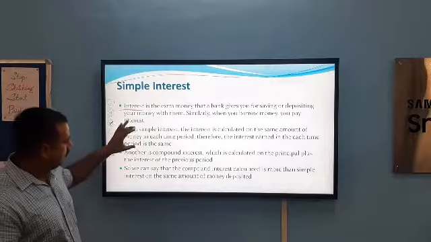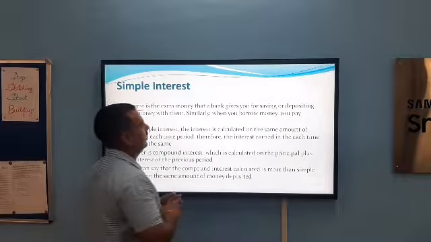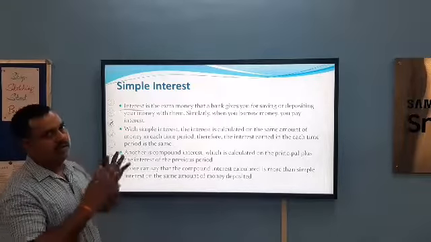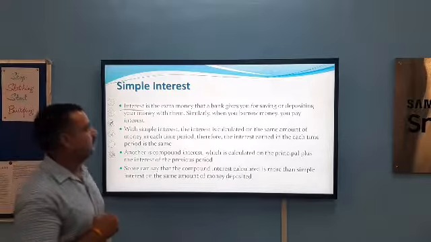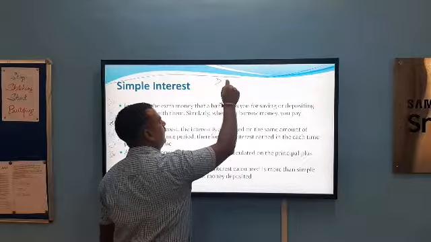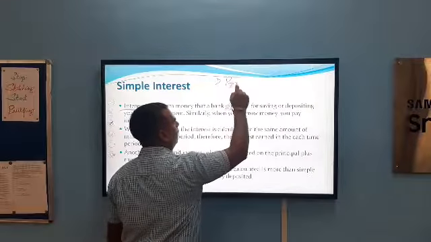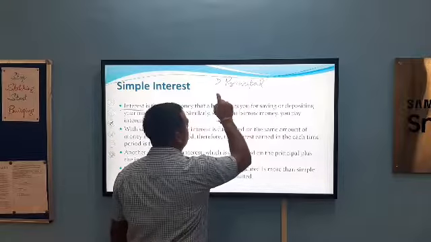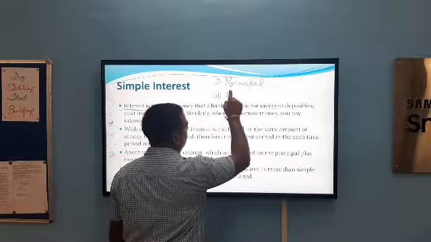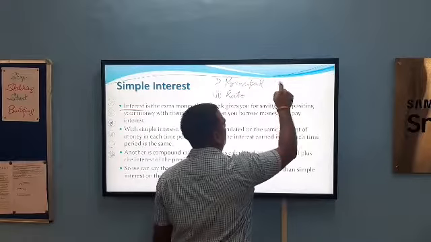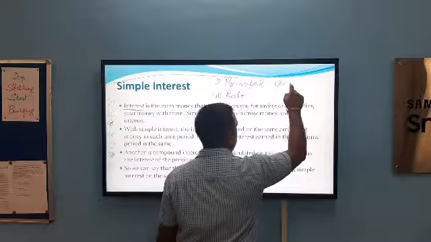Before understanding these things, we come to some basic terms. While taking the concept of simple interest, we need to understand some terms. First term is principal. Second term is rate. Third term is time.